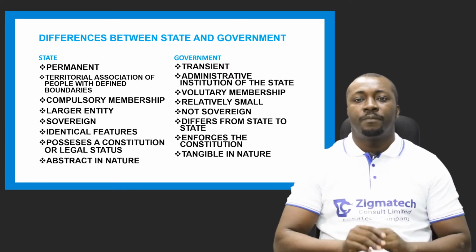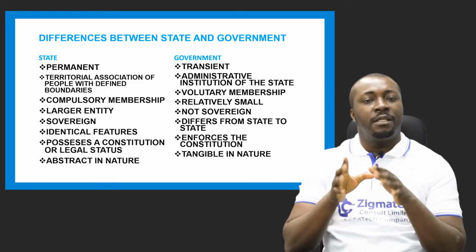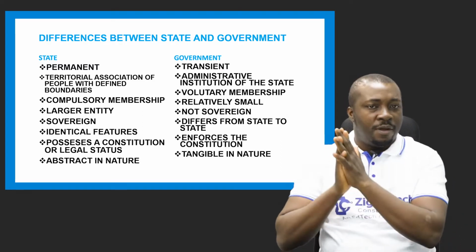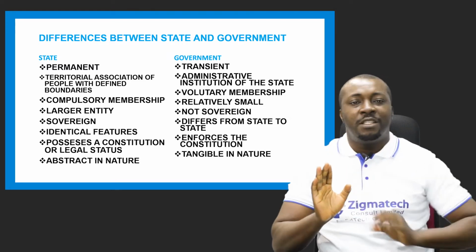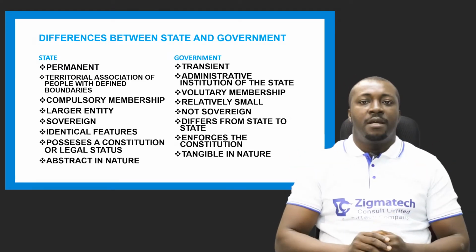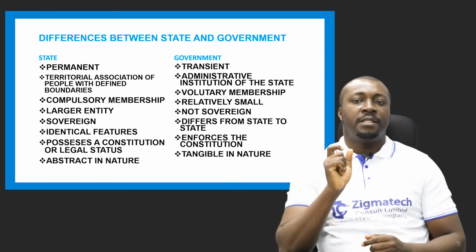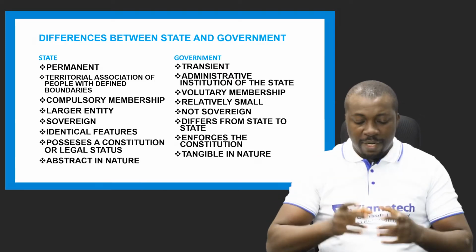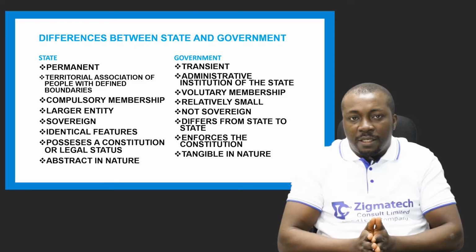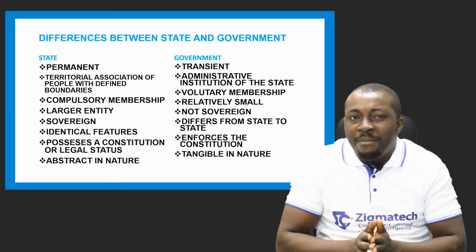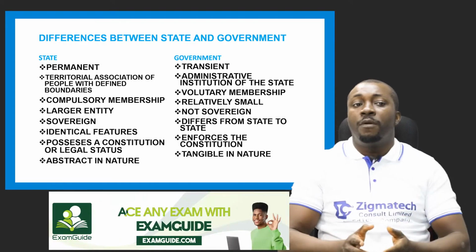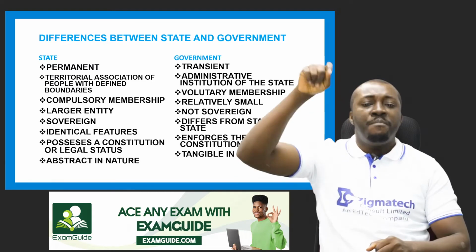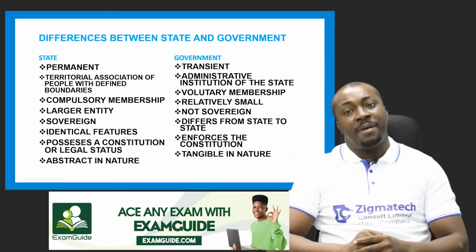The second one is a state is a territorial association of people with defined boundaries. Government, on the other hand, is the administrative institution of the state. The third one is that in a state there is compulsory membership. That is, everybody must be a member of the state, except you follow a process of citizenship acquisition to renounce your citizenship in a particular state and become a member of another state.